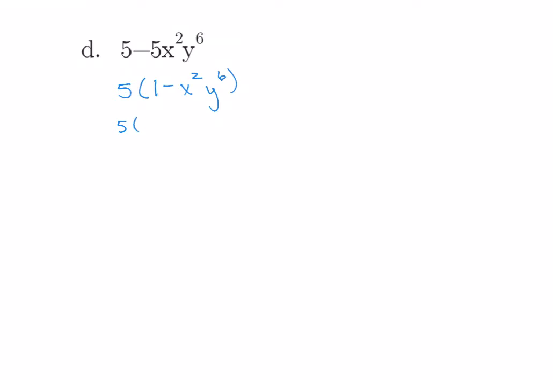I'm going to bring down my 5. Something times itself that multiplies to 1 is just 1 and 1. x squared breaks down to x and x. And y to the 6th breaks down to y cubed and y cubed. And then we have our different signs.